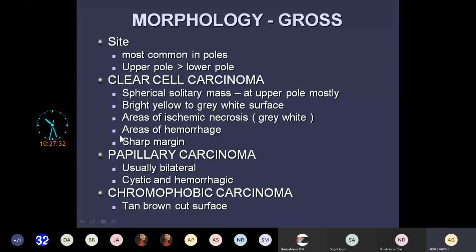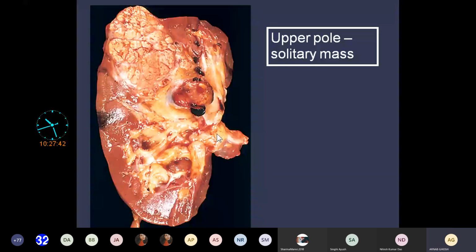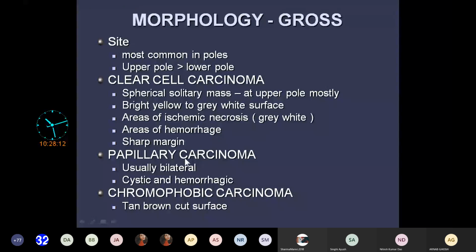Say for example, here can you see the mass? Can you make out the mass here? All of you? This is the mass, okay? Here you see somewhat little bit tan white or yellowish. It is yellowish to tan, like that kind of color, okay? So in the upper pole there is solitary mass, okay, and the cut surface is bright yellow to, as we said, bright yellow to gray white, and there may be areas of necrosis.